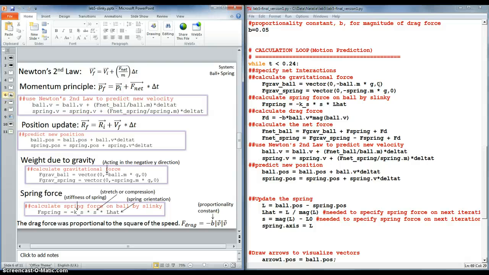The system, which in this case we took to be the ball and the spring, was affected by two forces from the surroundings, the weight due to the gravitational force from the Earth and the drag force. The slinky also provided a spring force. Therefore, we have set the net forces on the ball and slinky as being equal to the sum of these forces. These lines of code update the spring force, and this line updates the visualization of the spring.